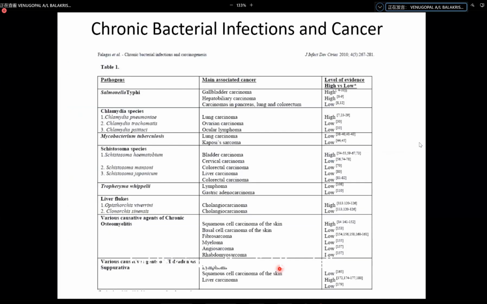So this is another list. Later, I think you all have the slides already, so you can have a look. It's the same thing: what are the different types of cancers, and what is the level of evidence? A low level of evidence means there is not much information about it, so more research and more prevalence studies have to be done on it.